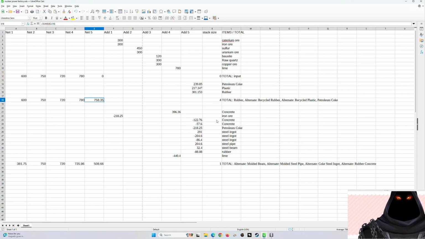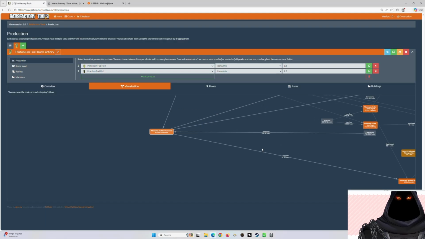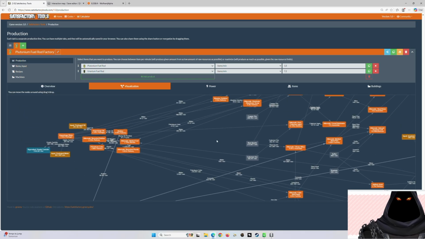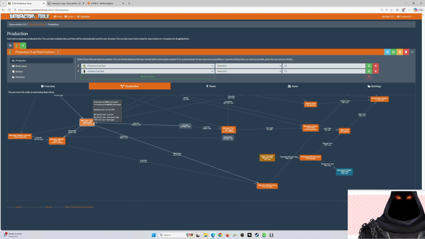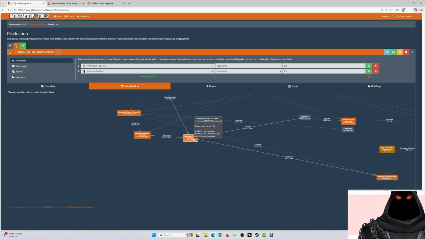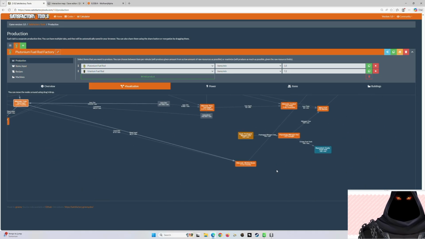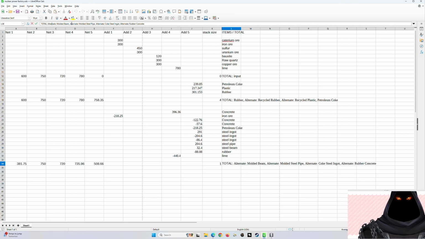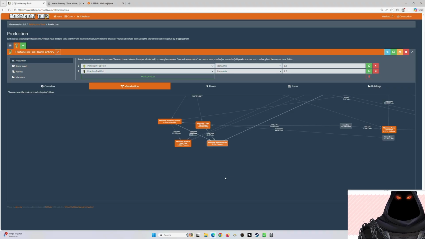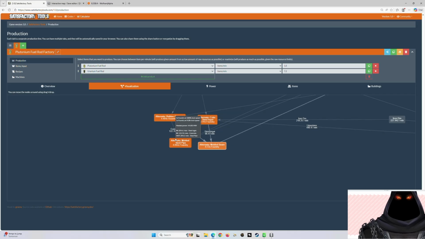Alright, so the next recipe down the stack, up the stack I mean, is the alternate molded beam, the alternate molded steel pipe, alternate coke steel ingot, and the alternate rubber concrete. So we're going to grab those. Okay, I have 4 recipes. Is that how many we have? 1, 2, 3, 4.